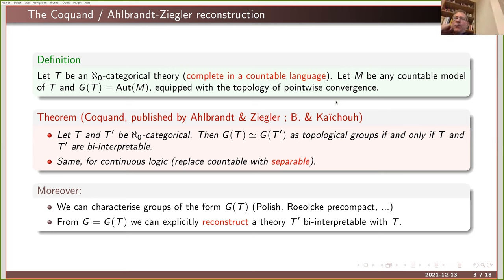When you say same, what is the topology in the case of continuous logic? Is it pointwise convergence? Yes, okay. Pointwise convergence, same thing. And pointwise convergence on the structure, or pointwise convergence restricted to a dense countable subset, is the same thing. So really, there is no problem there. And I'm going to present the topology in a slightly different way in a second.